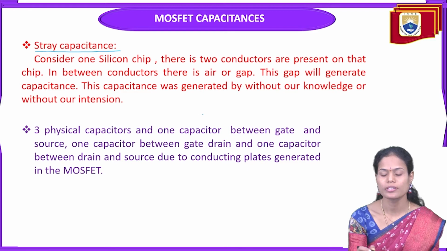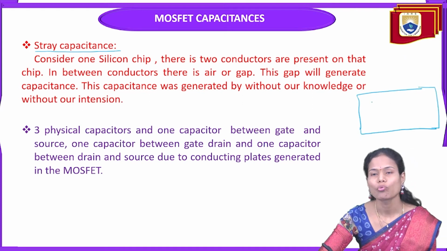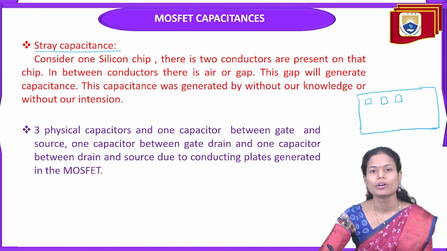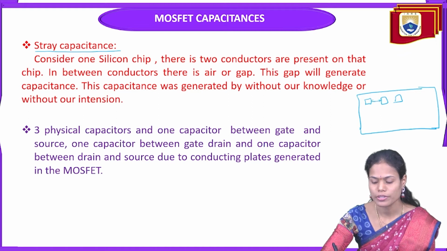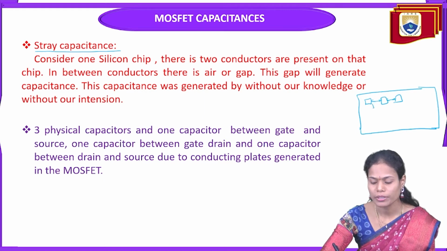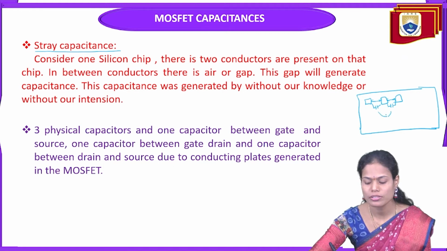In order to understand this, I'm considering one silicon chip, and I want to insert 2 or more conductors on this particular chip. In between these conductors, there is a gap, an air gap. This air or gap will generate capacitance between these 2 conductors. So these capacitances are known as stray capacitances.